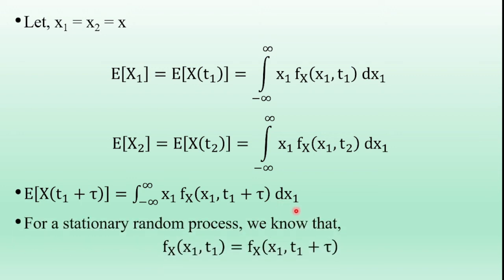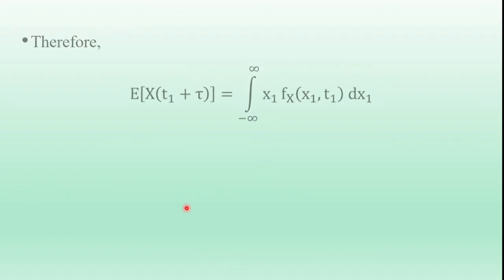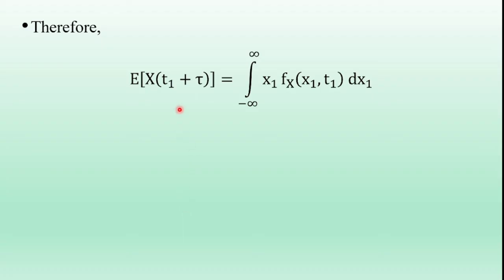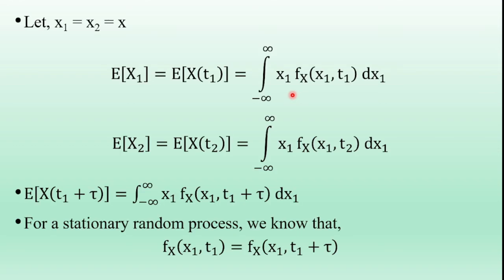For a stationary random process, and what is the condition for the first order stationary random process? Using the stationary property to reduce the above expression, we get expectation of x of t1 plus tau equal to integral from minus infinity to infinity of x1, where, using first order stationarity, fx of x1 comma t1 plus tau is equal to fx of x1 comma t1.